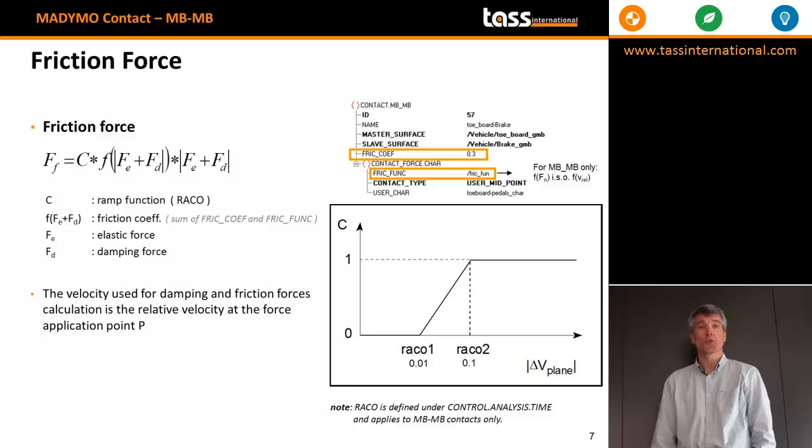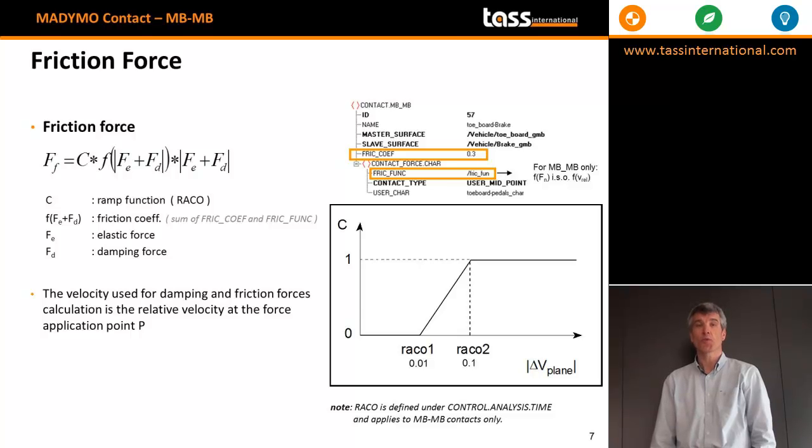You see an equation under the friction force, which I will explain now in more detail. We will go from the right to the left. The Fe and the Fd, so the elastic and the damping force, that's the sum. Then the function left of it, that's the friction coefficient. That's the sum of the friction coefficient defined under the MBNB contact, as well as from the friction function.